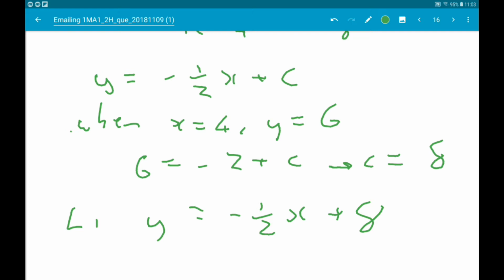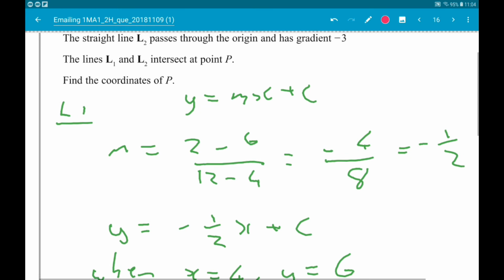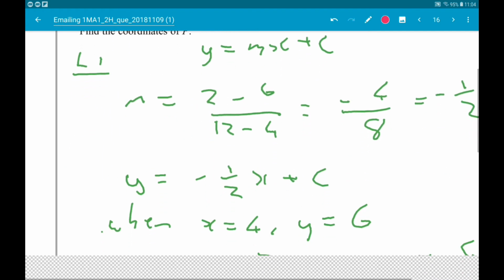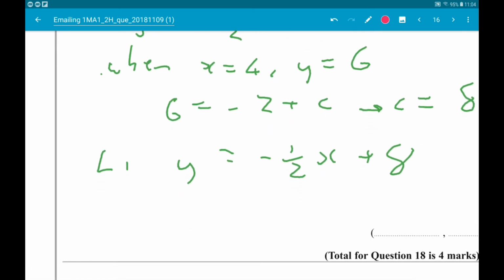Okay, now then, there's good news. L2 is much simpler. So L2 passes through the origin, 0, 0, so c is equal to 0, and its gradient is minus 3. So L2 is just y equals minus 3x. Okay, so there are the two simultaneous equations.